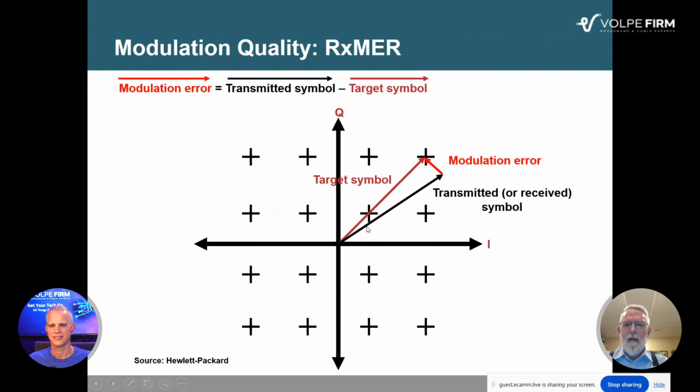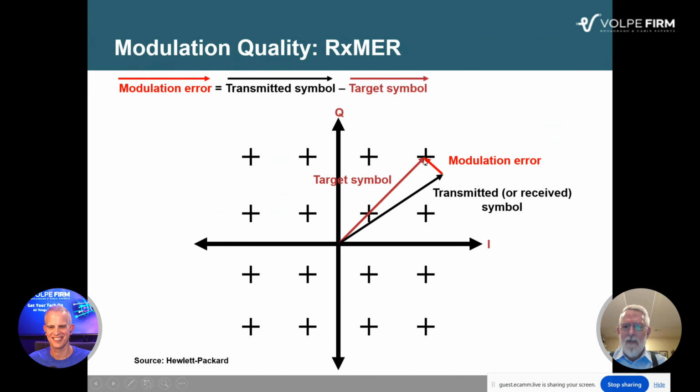So we've got the target symbol. That's this dark red line here, the vector going from the origin of the constellation out to the ideal spot. That's the ideal thing we're transmitting, and that's ideally what we want to receive. But in reality, we get this black vector, and that's considered to be the transmitted or received symbol. You might say, how could it be the transmitted symbol? Well, if there's a problem in the signal source, it may be doing this before it even gets out that connector. It missed the target.